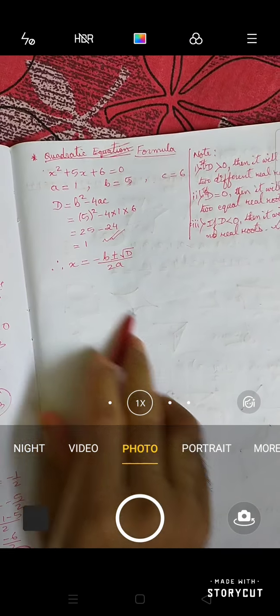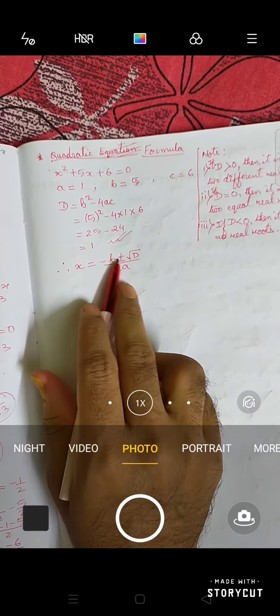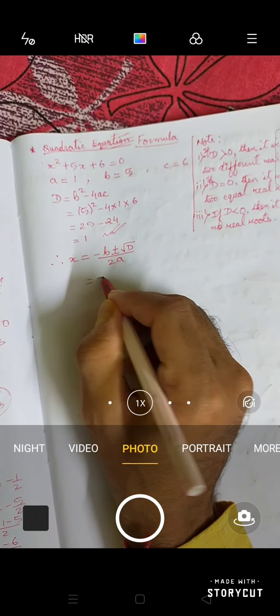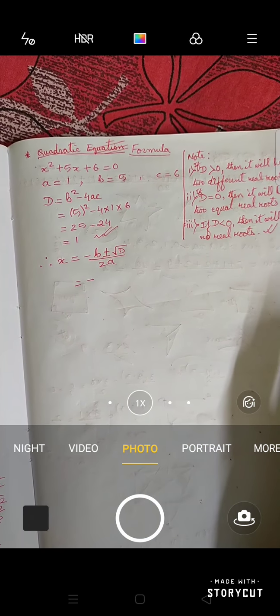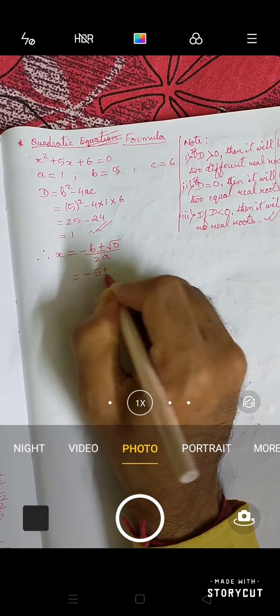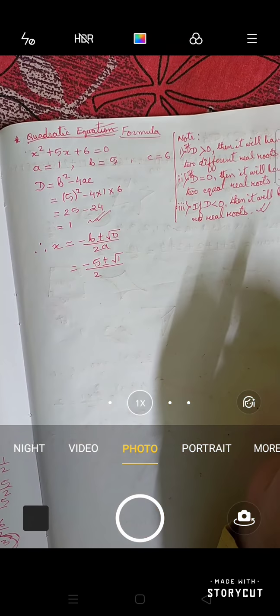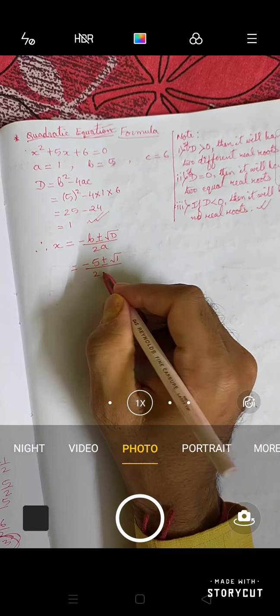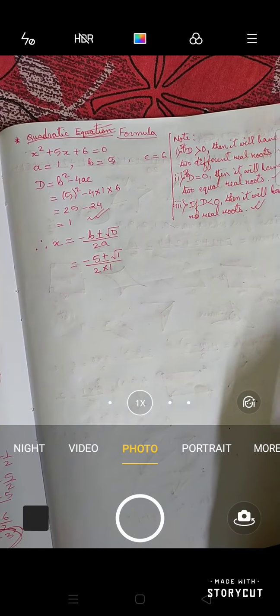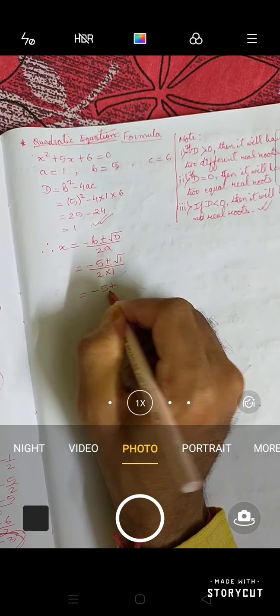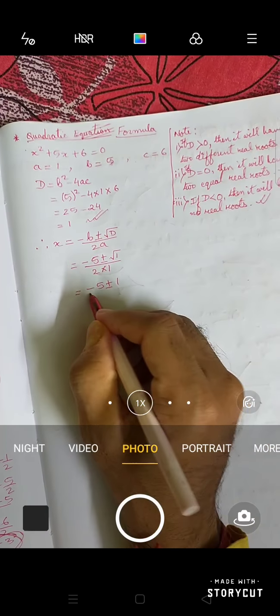After finding D, you have to write this. Now x is minus b plus minus root D over 2a. Now we'll write this. Minus, what is b here? 5. So minus 5 plus minus, what is root D? Root 1. Now here 2, what is a? 1, so we'll write 2 into 1. Now this can be written as minus 5 plus minus root 1, that means 1, over 2 into 1 is 2. Is it clear?